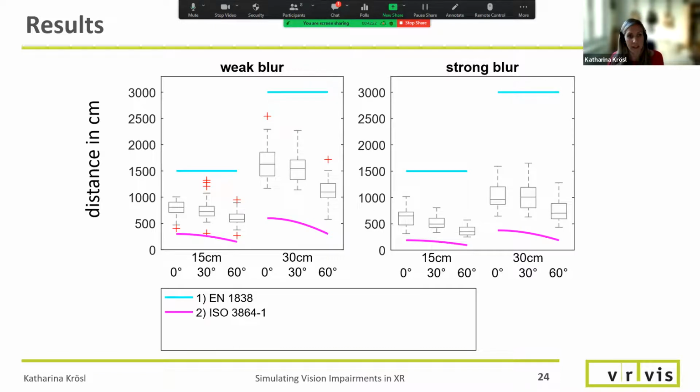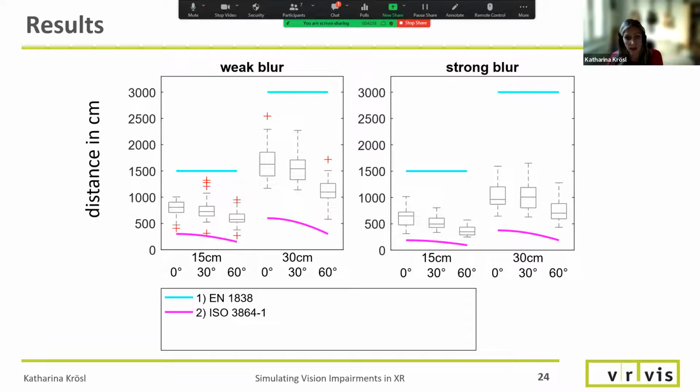I also have an example of an ISO standard here that does consider viewing angles, but it just scales the maximum recognition distance by the calculated visual acuity. And as you can see, this underestimates the maximum recognition distance when compared to our measurements. And this is also not what we want, because this means you would actually put up a lot more escape route signs than necessary.